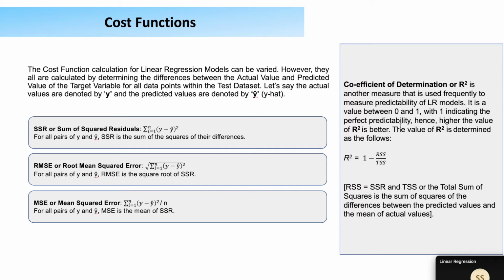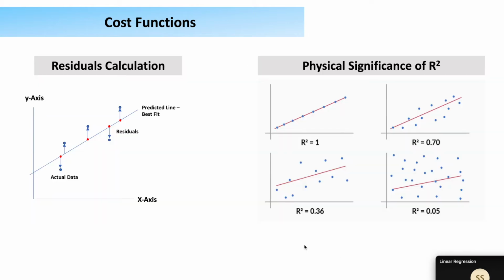So again, going back to the coefficient of determination, it is 1 minus RSS by TSS. TSS is the total sum of squares, the sum of squares of the differences between the actual values and the mean of actual values. Okay, so that's briefly our cost function, and how the linear regression algorithm in this case is going to find out the optimum set of model parameters, which are theta 0 to theta n.